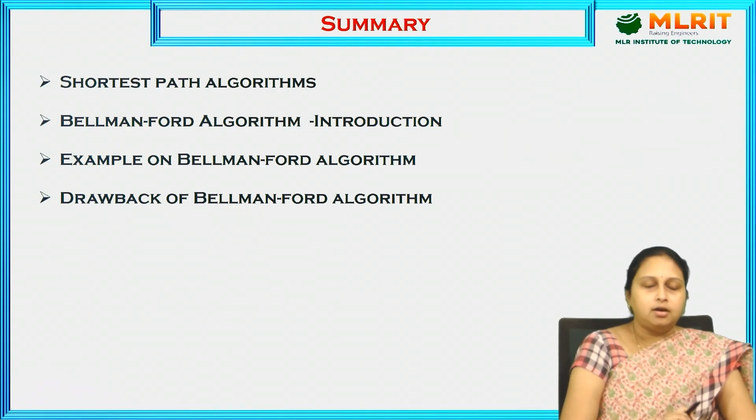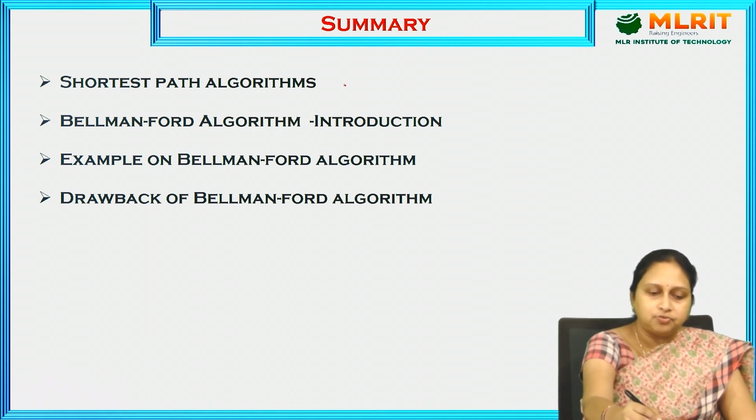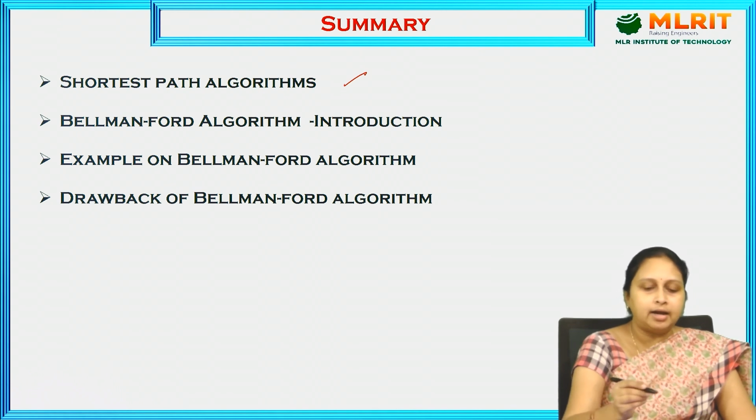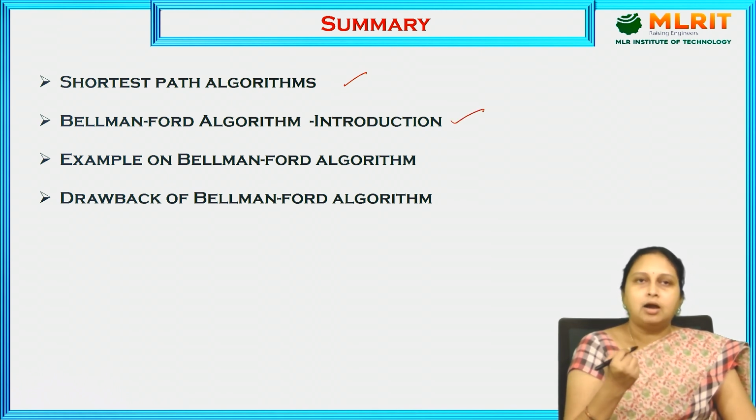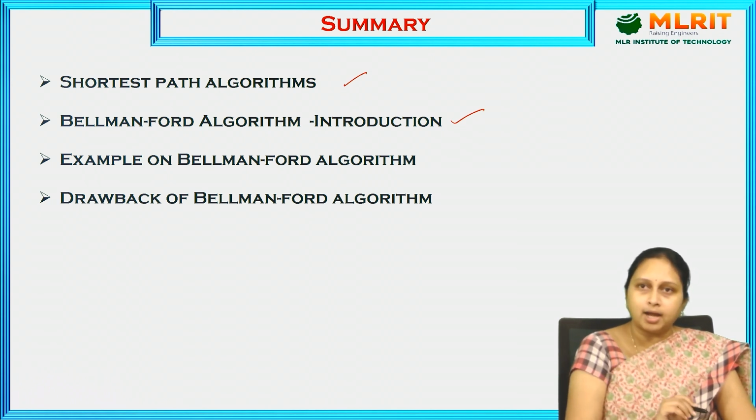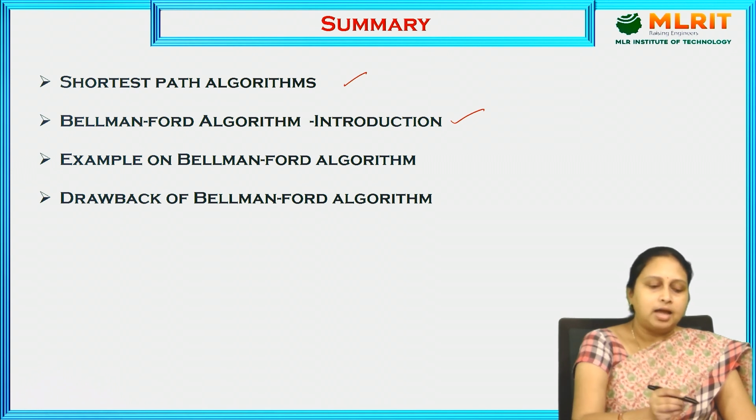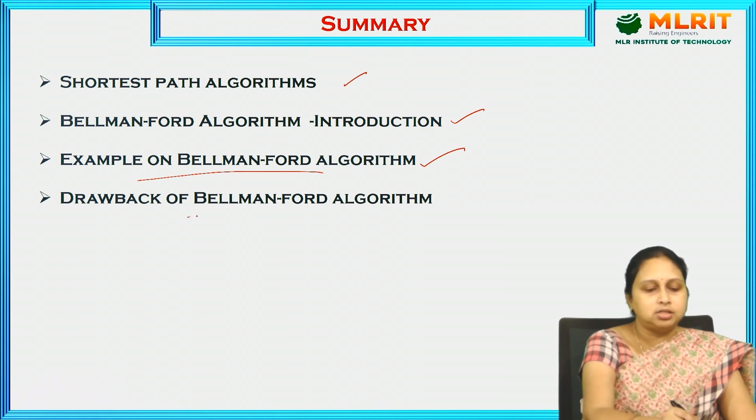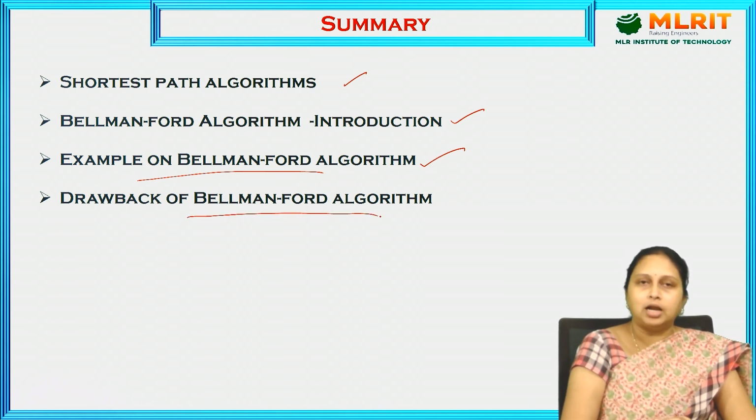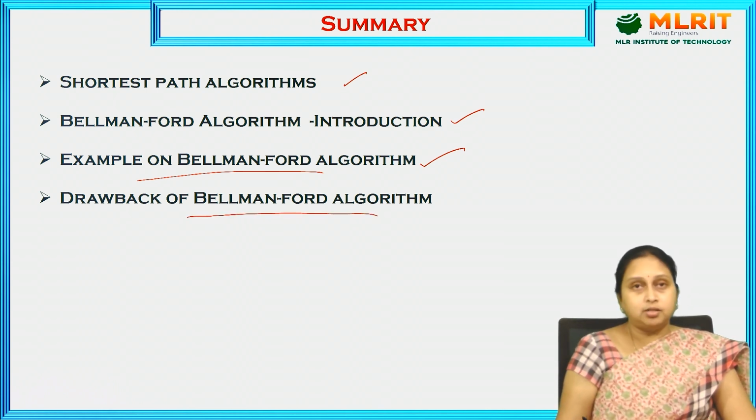Right? Now, regarding the Bellman-Ford algorithm, we have already discussed the different shortest path algorithms, and under the Bellman-Ford algorithm, what it is, what the relaxation part of it is, and the drawback it overcomes compared with Dijkstra's algorithm. We have seen an example of the Bellman-Ford algorithm and its drawback. I hope you understand this concept.